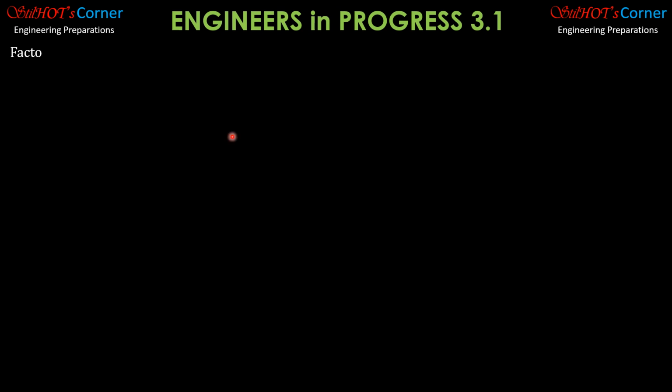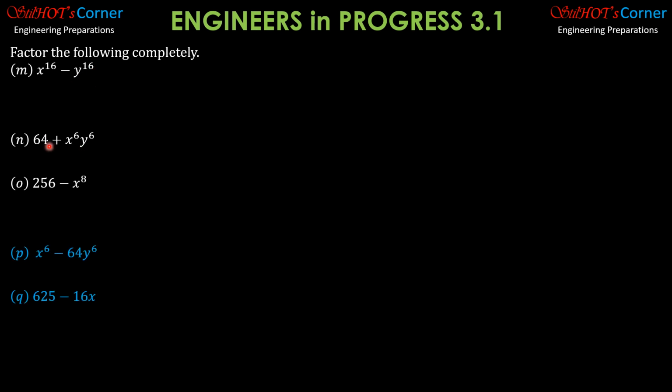So let's continue. Part m, x to the 16 minus y to the 16, then n, 64 plus x to the 6 y to the 6, o, 256 minus x to the 8, then your part here. So for part m, we remember that difference of two squares must be the first thing to do or consider. So we write this as (x⁸)² minus (y⁸)².